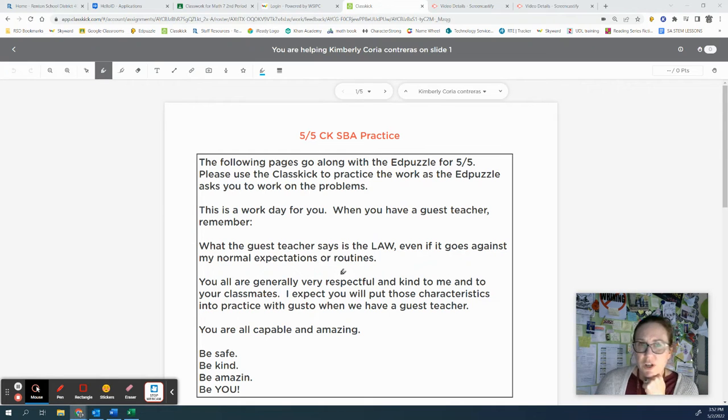All right, so remember that guest teachers, what they have to say and their methods are the law when they are here, even if it goes against what I typically do. And you guys are amazing, and you are perfectly capable of doing this. Many of the things that I'm going to go over today are either phrased differently than how we've learned it, which is a great opportunity to see how you can apply what you've learned to a different phrasing, and some of the things are brand new. So let's go ahead and get started.